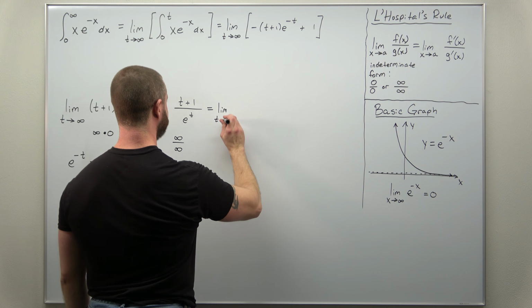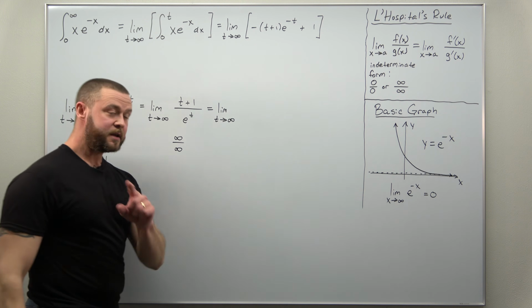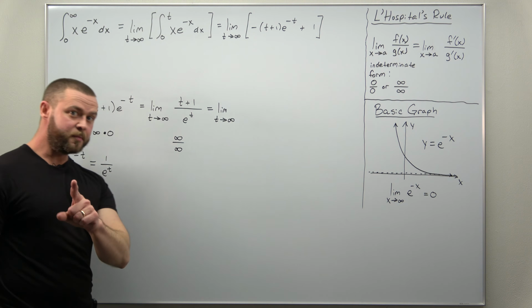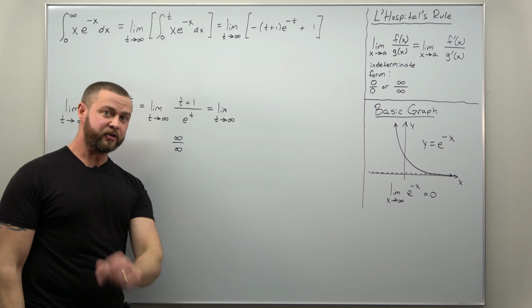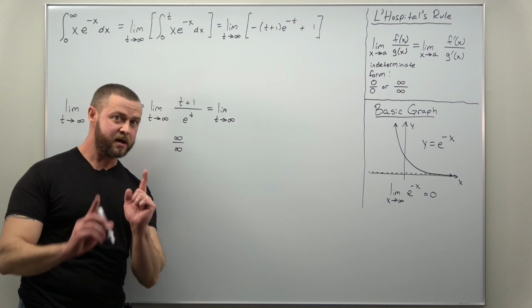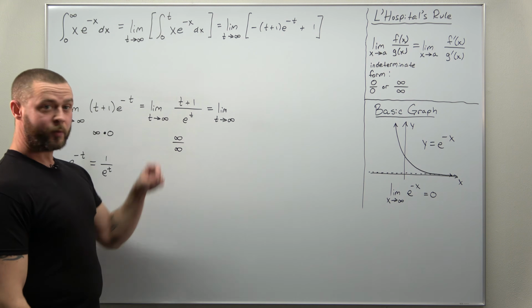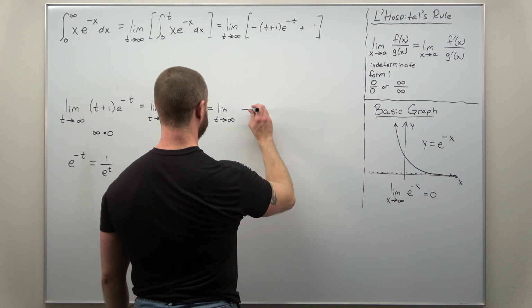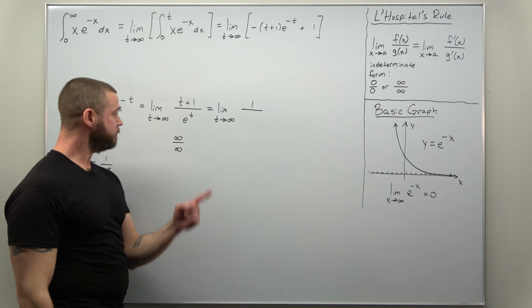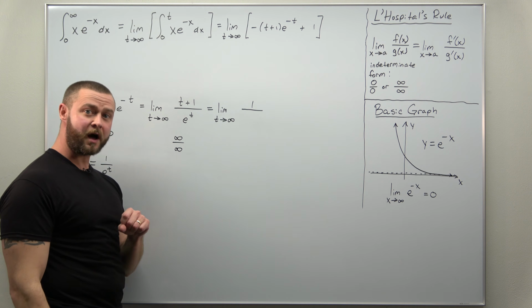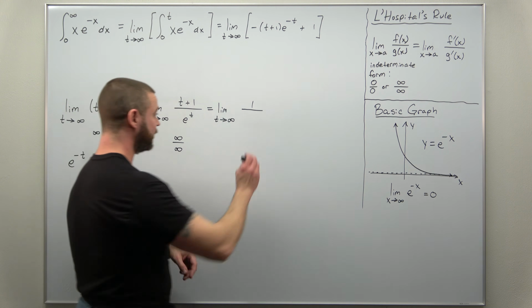The limit stays the same. And now we differentiate numerator and denominator individually. Do not apply the quotient rule. So we differentiate the numerator with respect to t. You'll get 1. Differentiate the denominator e to the t, it's itself.